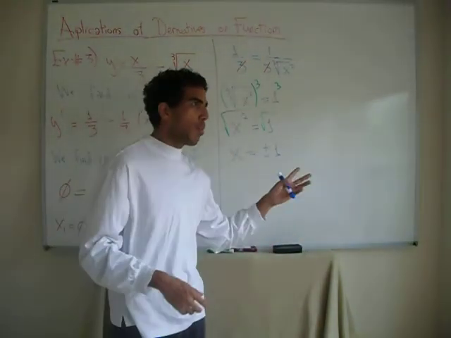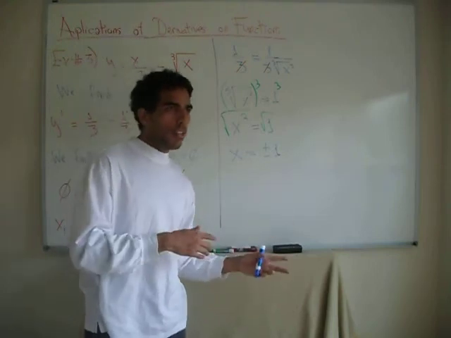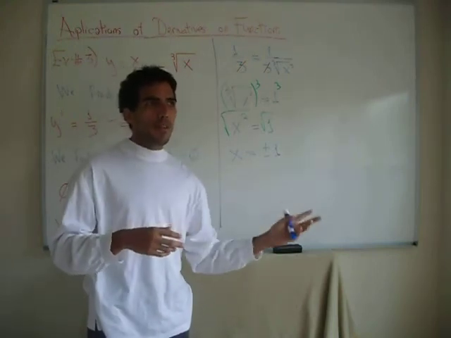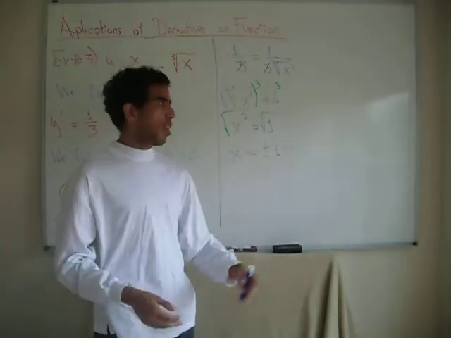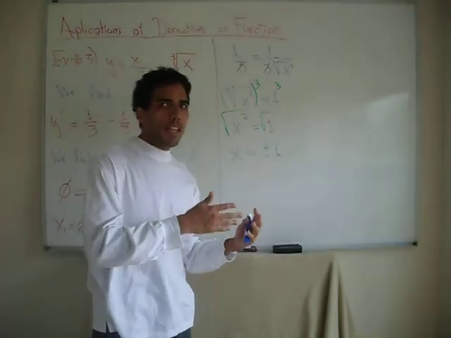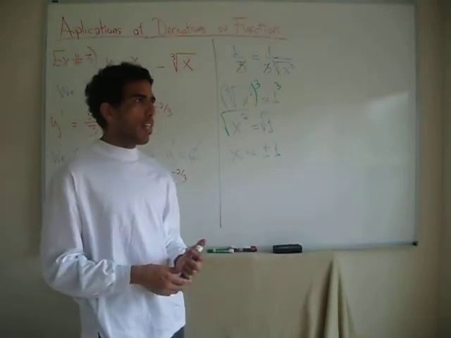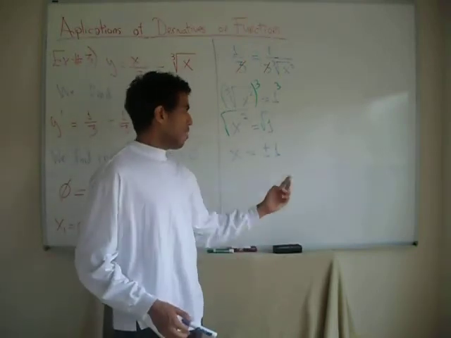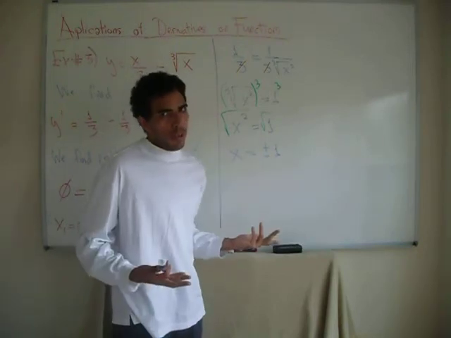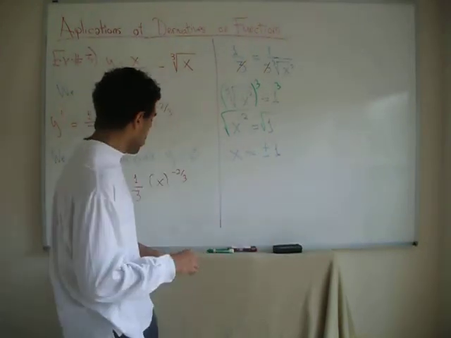Positive and negative. The square root of 4 is 2 and minus 2. The square root of 9 is 3 and minus 3. The square root of 16 is 4 and minus 4. The square root of 1 is 1 and minus 1. Why is that? Because if you do the opposite, if you square 1, you get 1. But if you square minus 1, you also get 1. So you have to consider both points, okay?